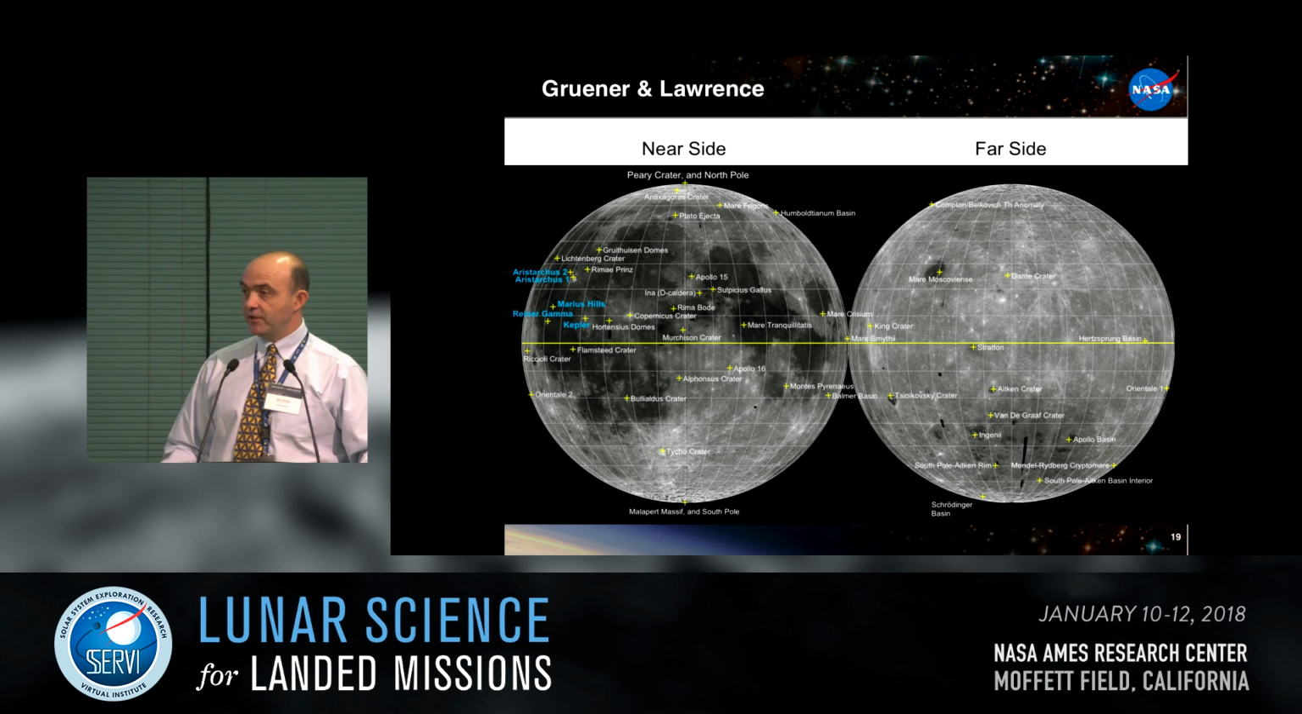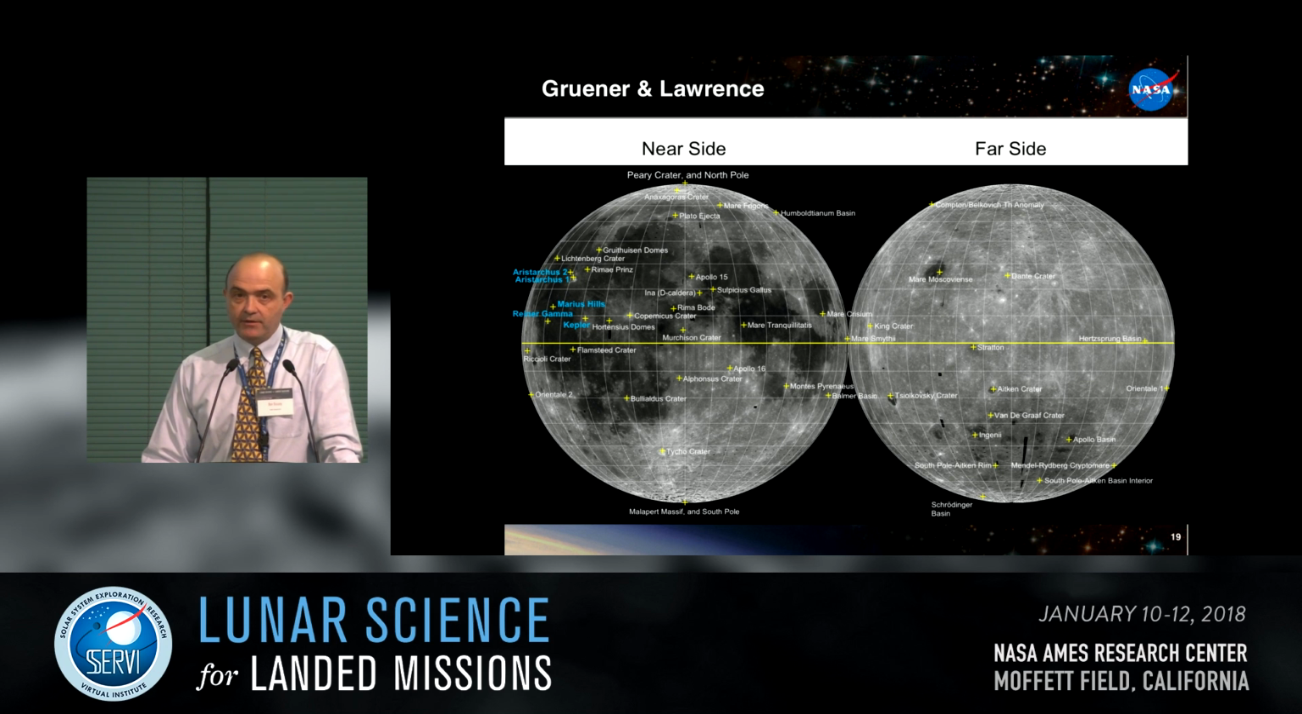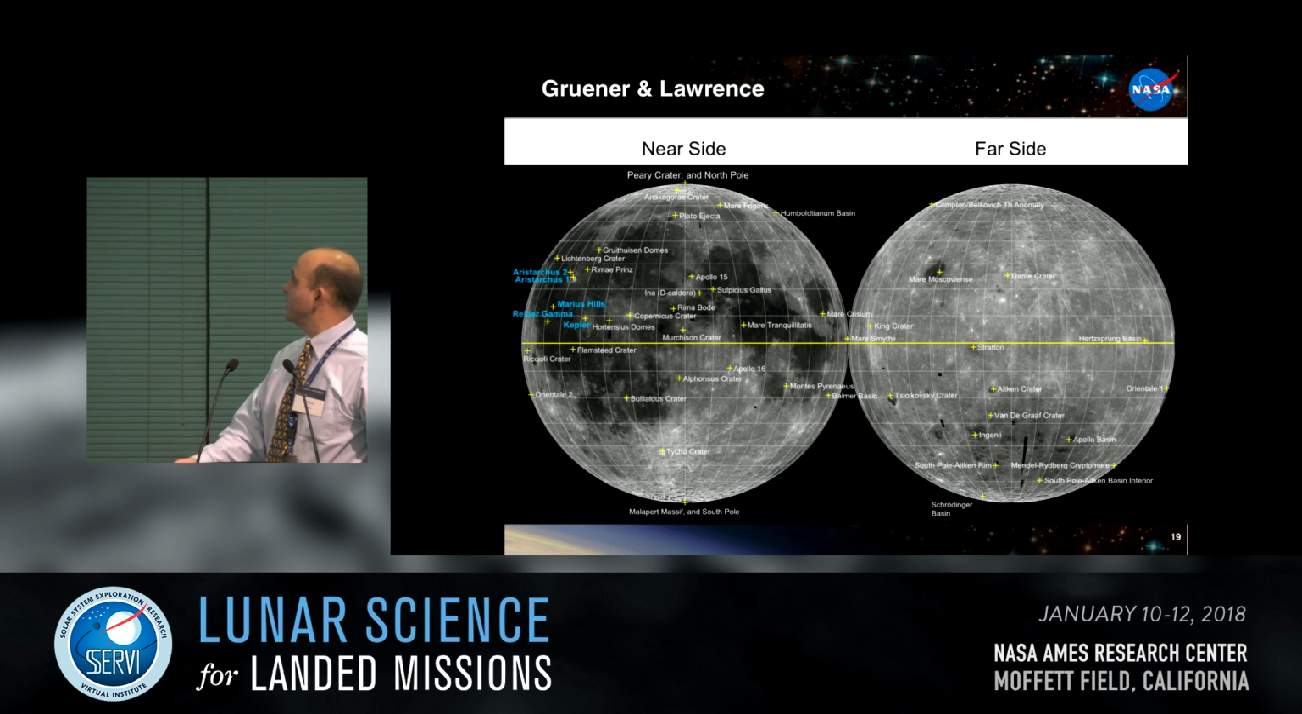So that's just a little bit of background context of when you see these kinds of maps, where they have come from. It's not saying this is where you're going to go. It's basically just showing that the moon is diversely scientifically interesting, and you can basically send humans anywhere and you're going to do good things.